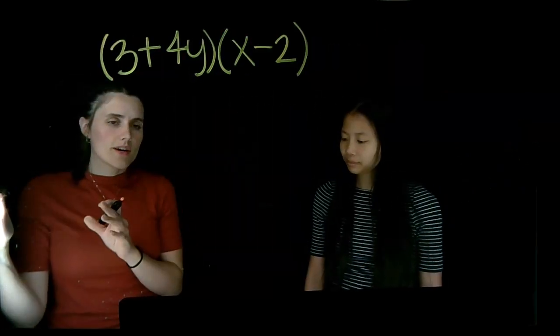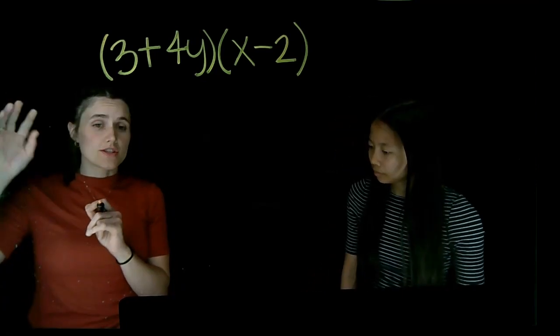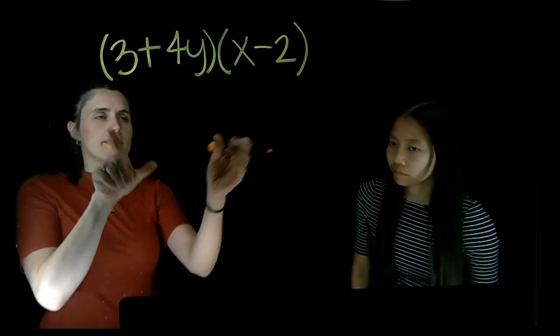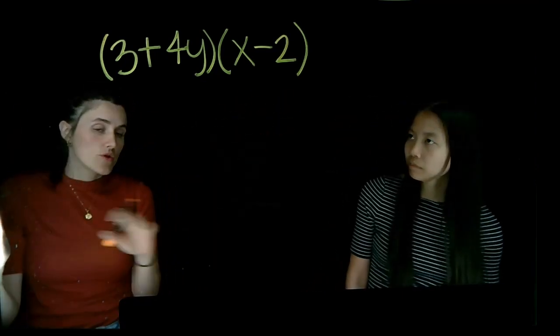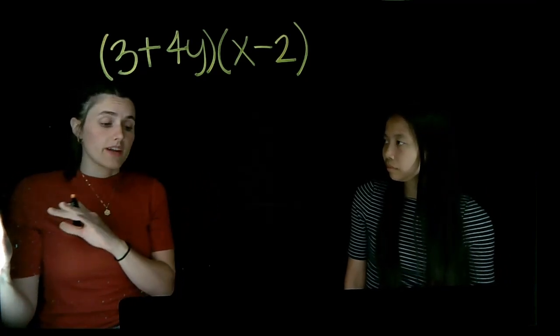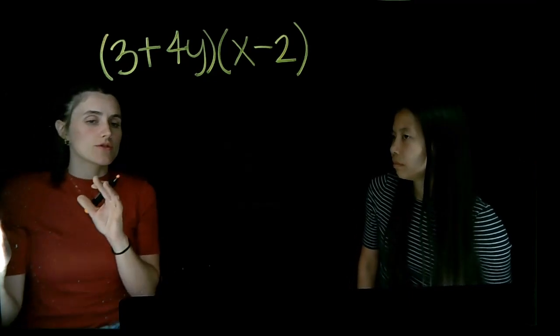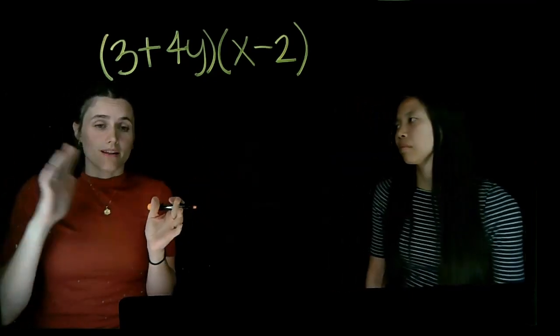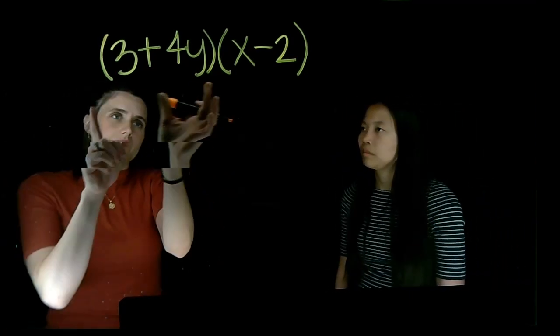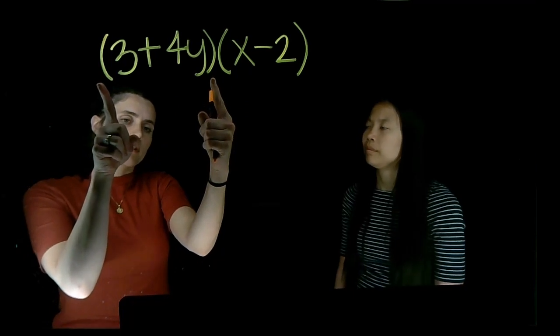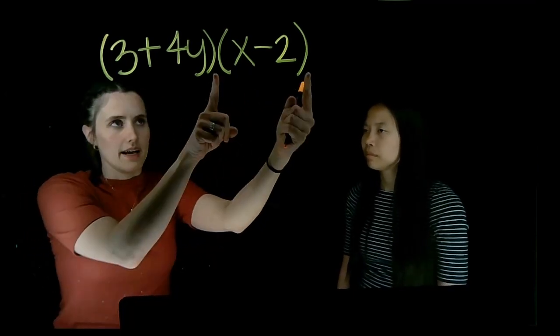All right, now we are going to practice using the distributive property to multiply these two polynomials together. If you want to draw an area model every time, that totally works and it's a great visual. But if you don't want to draw it every time, we can do the distributive property like we did in the last video, but we can just do it twice. This whole piece, 3 plus 4y, is being multiplied by x minus 2.